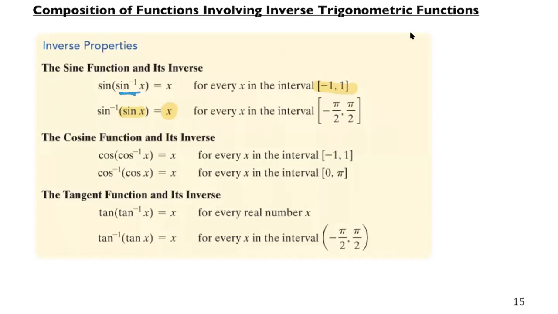So the rule is very similar for cosine. Cosine and cosine inverse, the cosine of cosine inverse, those undo each other if x is between -1 and 1. Cosine inverse undoes cosine as long as x is between 0 and pi. All right, with tangent, the tangent on the outside, they undo each other for all real numbers. The inverse on the outside only works for the restricted domain, okay?